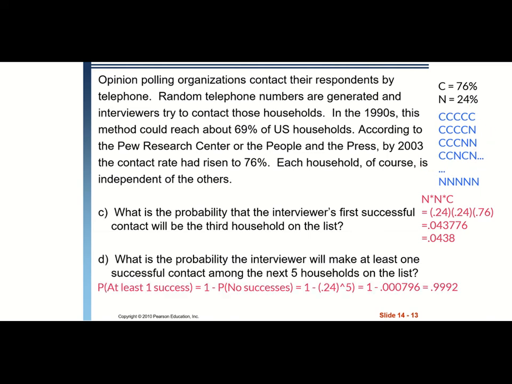So here it is on the bottom here. The probability of at least one success is the same as 1 minus the probability of getting no successes in 5. No successes in 5 is 0.24 to the 5th power, and we're going to calculate that and subtract it from 100%. 1 minus 0.000796 gives us our answer, 0.9992.